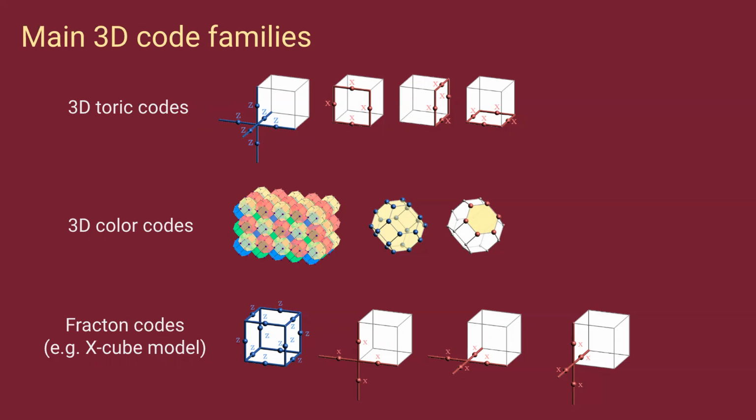So the 3D toric code first has those stabilizers. We have a 3D grid, and we have one Z stabilizer per vertex. It's a weight six stabilizer, and then we have plaquette stabilizers. And we have the 2D toric code, so very similar to the 2D toric code in 3D.